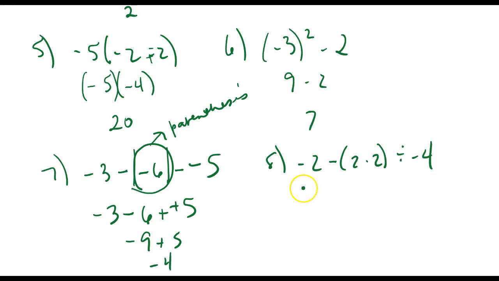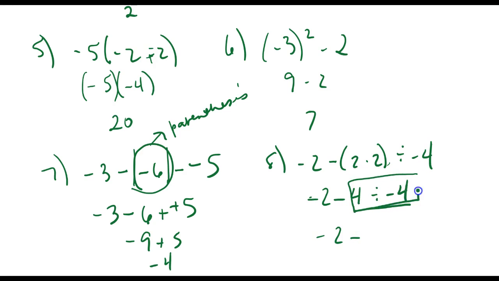Number 8, negative 2 minus 2 times 2 divided by negative 4. Okay, well, let's do the parentheses first. Negative 2 minus, this would be a 4 divided by negative 4, okay? Don't do this first, that's subtraction. Do your division first. So these two go together. So negative 2 minus, what is 4 divided by negative 4? Well, it's a negative 1. And then we have negative 2 plus positive 1, which is a negative 1. So there's number 8.